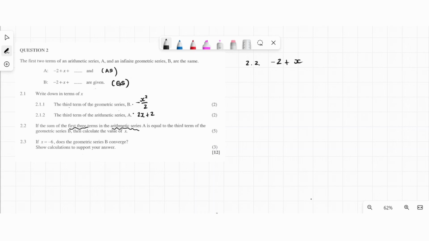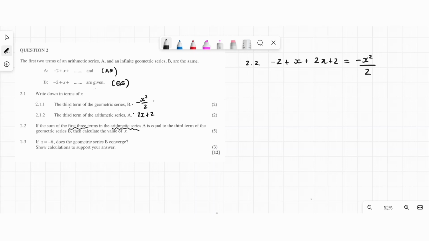Plus x plus the one that you just found, which is 2x plus 2. So the first three terms of our sequence, right? A is equal to the third term of the geometric sequence. So this whole thing is equal to the third term of the geometric sequence, which is negative x squared divided by 2, right? Then they say we need to calculate for x.